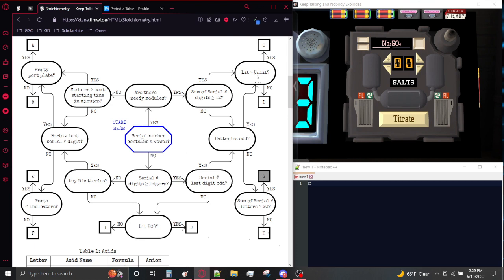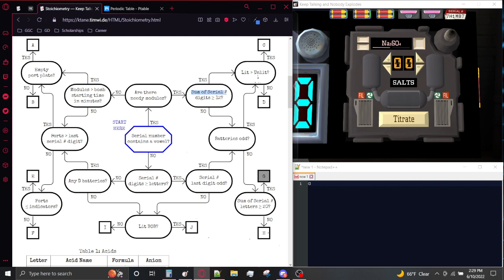Now, for the second time we're going down this flowchart, instead of following the direction that we normally would, we're going to follow the exact opposite. So from here, does the serial number contain a vowel? We already determined that it does not, so we're going to go down the opposite path, the yes path. Are there any needy modules? There are not, so we're going down the opposite path. We're going to go here.